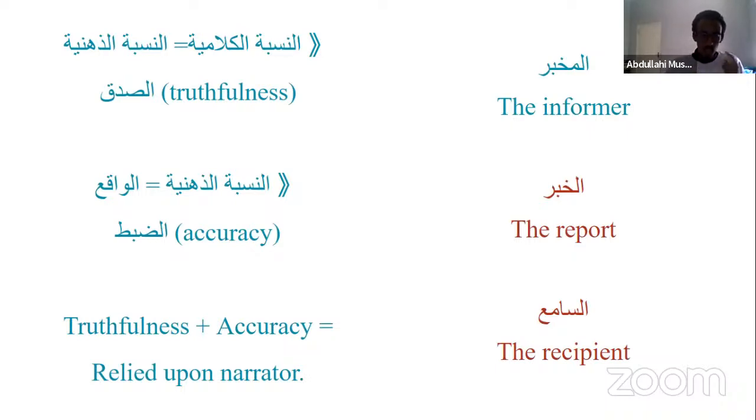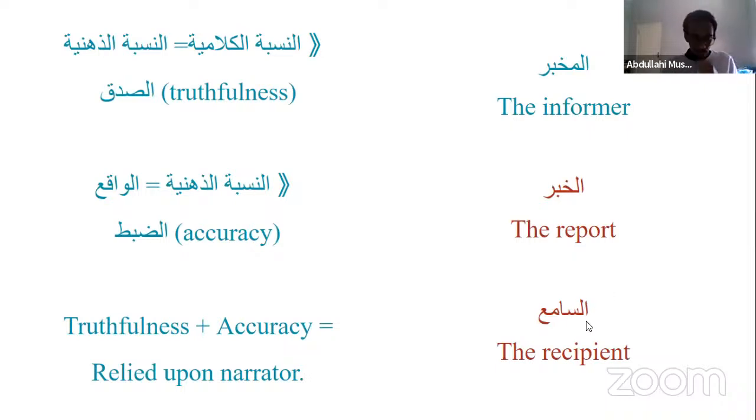He starts off by saying, okay, let's see whether it lies in the recipient of the report. As the recipient of the report, as the informed, does me just hearing the report make the report truthful? Of course not. The truth value of the report cannot stem from me. It cannot come from me as the recipient. So that eliminates me. That's why I put as-sami' in red.